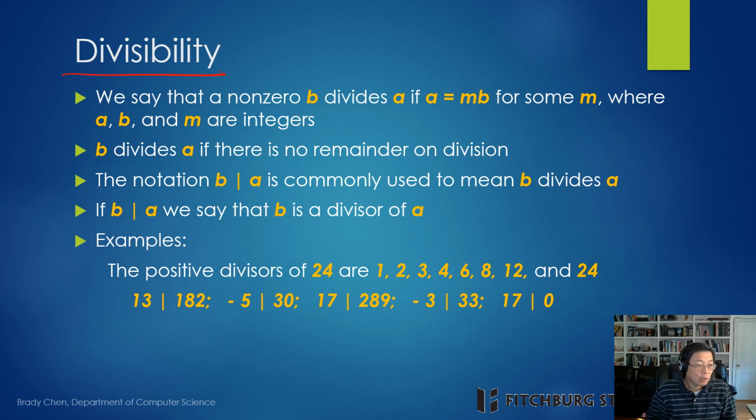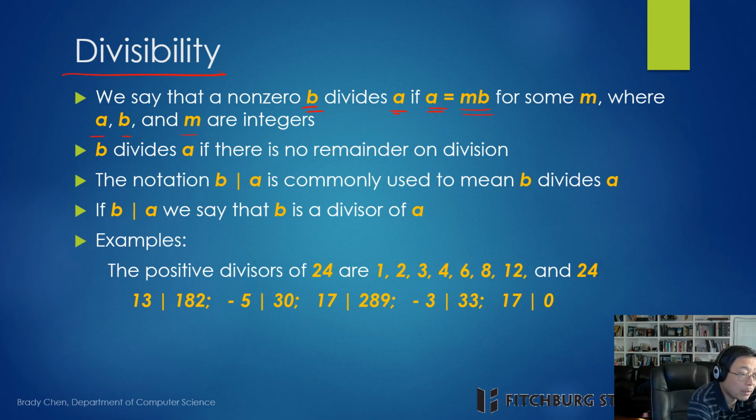Let's first define what it means that B divides A. We say that a non-zero number B divides A if we can write A as the multiplication of B and another integer M. In here, all the numbers involved are integers: A, B, and M. So B divides A if A equals M times B. Also, if we say B divides A, that means you can divide A by B, and there should be no remainder under division.